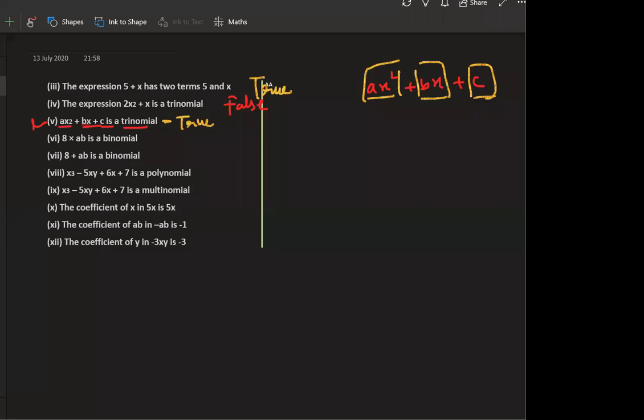Now let's talk about the next one. 8 into AB is a binomial. What do you think about it? Is it a binomial? How many terms does it have? Students, how many terms does this expression have? First of all, tell me how many terms it has. Don't tell me true or false, just tell me the number of terms in this.